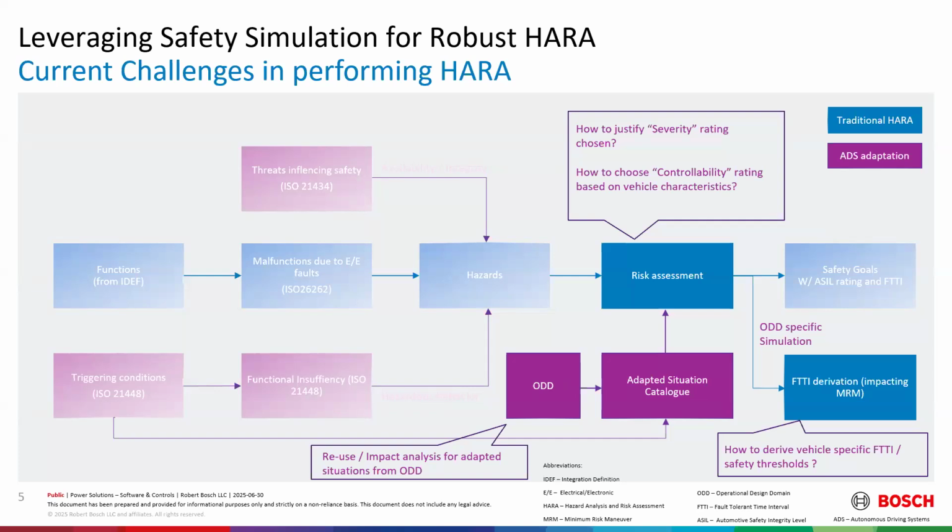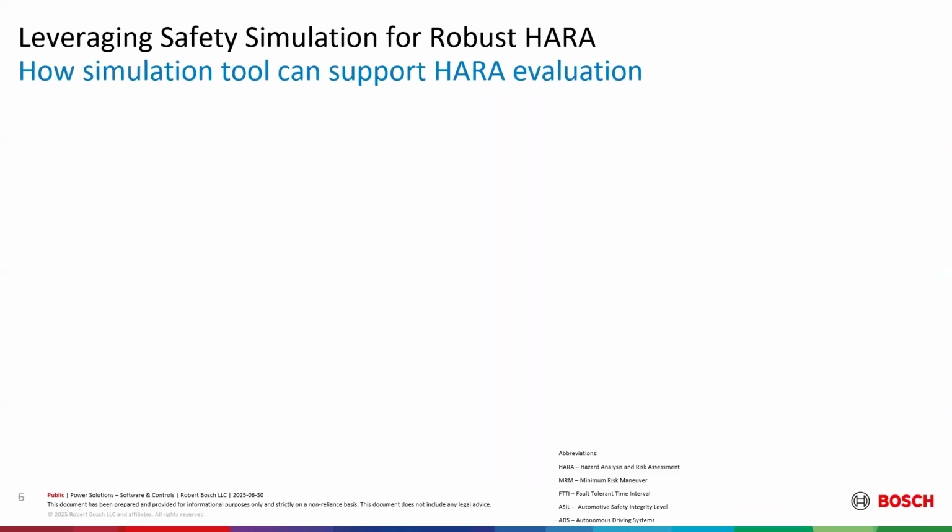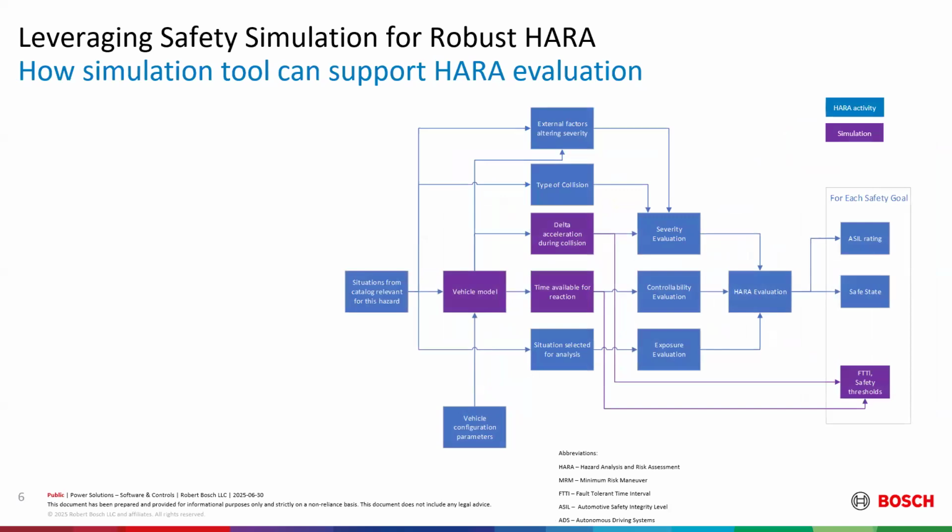So this is where we started debating the use of simulation software, which can automate this risk assessment and come up with a very reliable severity and controllability rating. What we did is we fed all the situations from our risk assessment into a vehicle model. It's a model-based simulation. And we started estimating the time available for collision and the delta acceleration during collision. From the time available for reaction, we can directly relate how controllable the system is.